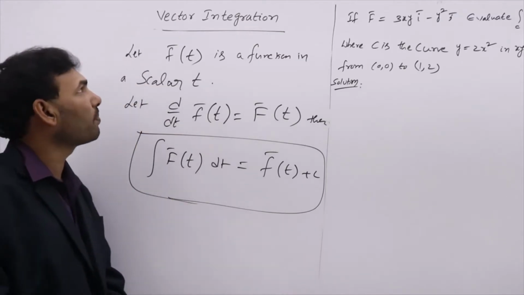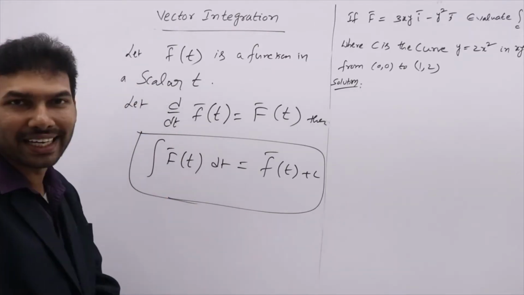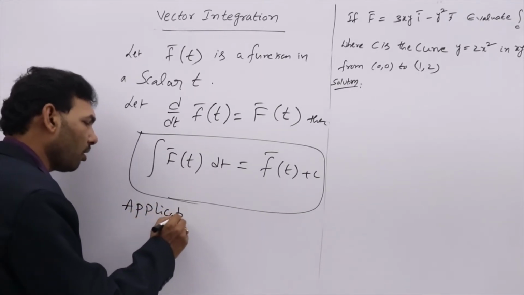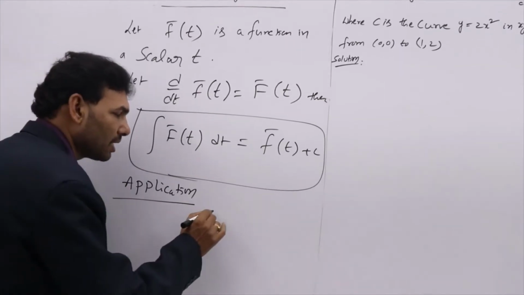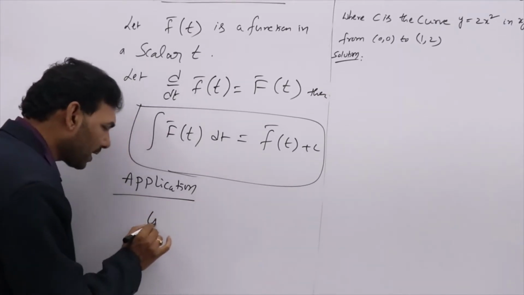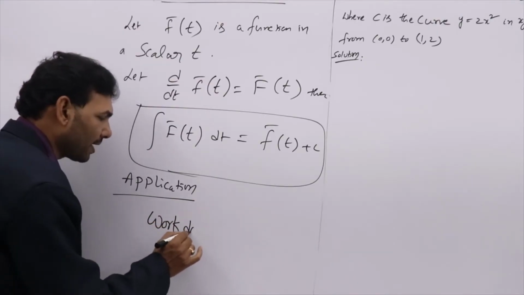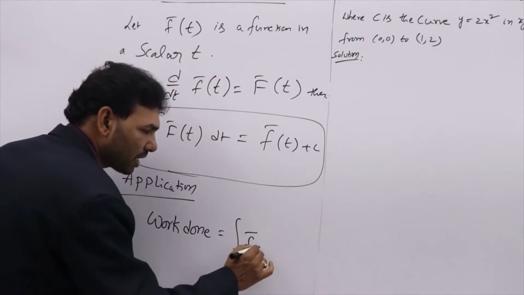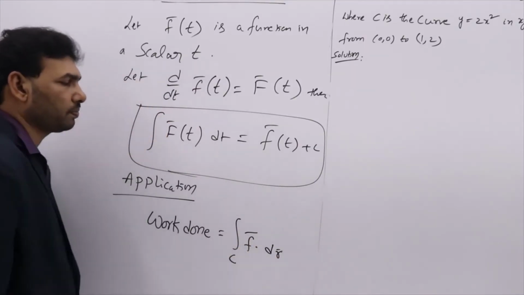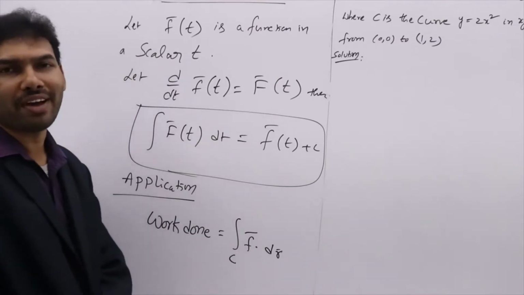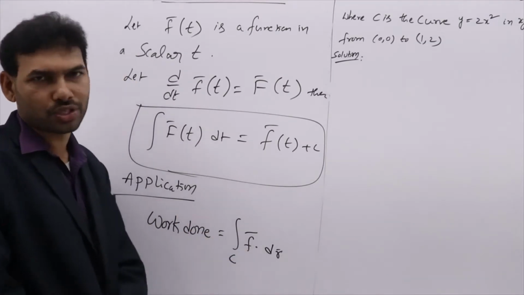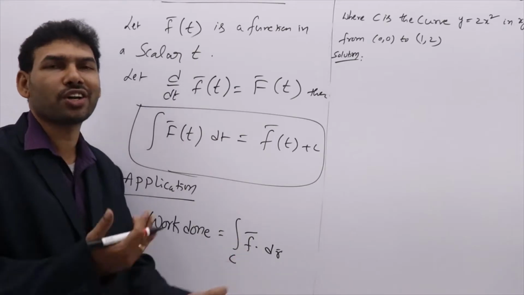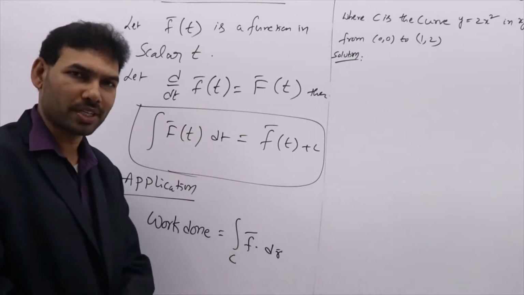But what is the important application of vector integration? This vector integration is useful to find work done by a force, which is evaluated using integral over c f bar dot dr bar. So this is the formula to evaluate work done by a force. In physics we have this concept of work done. We are generalizing this concept in all the topics.